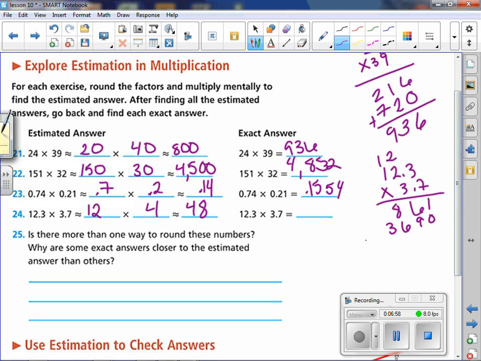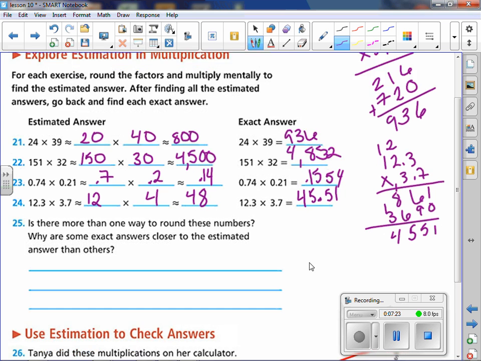Okay, and then I'm going to add those up. I should get 1, 5, carry my 1, 9, 5, carry my 1, and 4. And then because there are 2 digits behind the decimal in the factors, there should be 2 digits behind in the product. Is there more than one way to round these numbers?